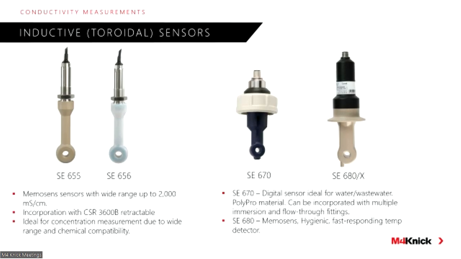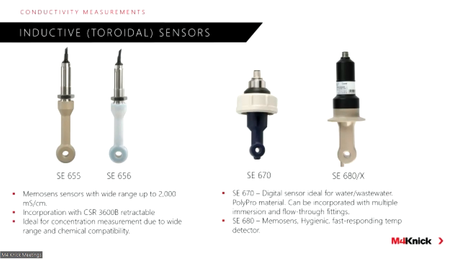If you look at the Knick product portfolio for inductive conductivity sensors, the SE655 and 656, the benefit here, you see the 655 is a peak-bodied sensor. So again, completely encapsulated in peak, heavy resistance there, great chemical compatibility. And even further, the SE656, that's a PFA encapsulated sensor. So again, aggressive chemicals, high measurement range. So you see up to 2,000 millisiemens per centimeter on the toroidal side of things.